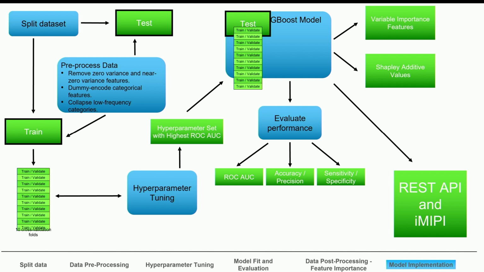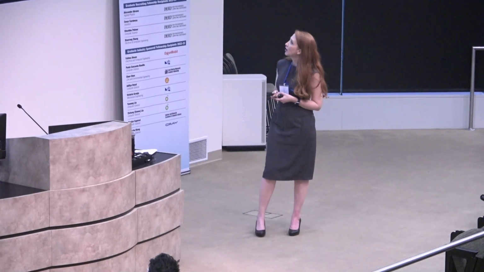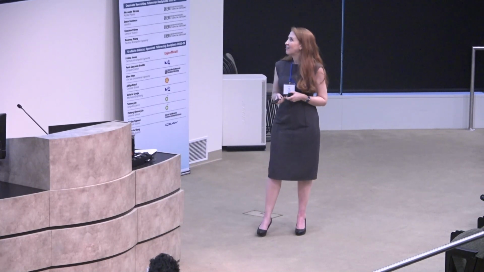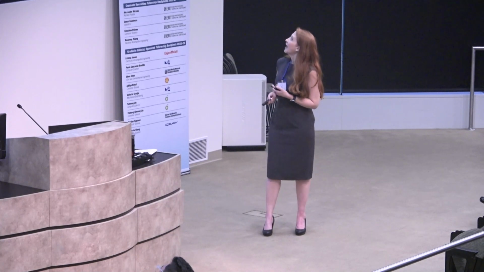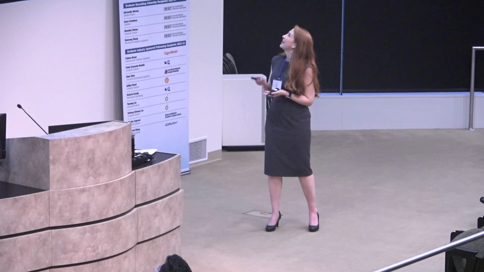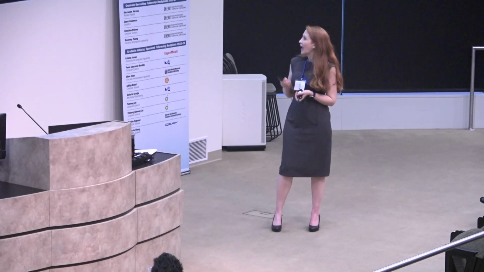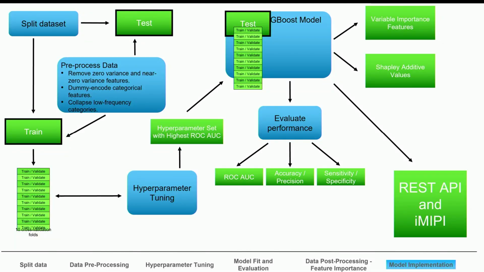and then of course chose the hyperparameter set that maximized our AUC, and then we fit our XGBoost model on the test set after we trained it, and evaluated the performance using different performance metrics. And then we also did some post-model analysis using variable importance features and Shapley additive values. And then after that, we versioned our model, and we launched it with a REST API just as proof of concept.